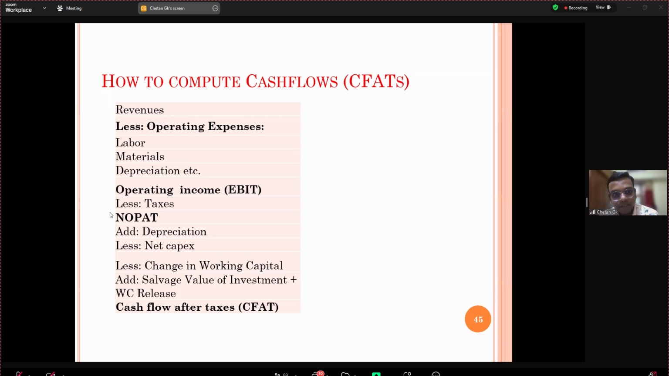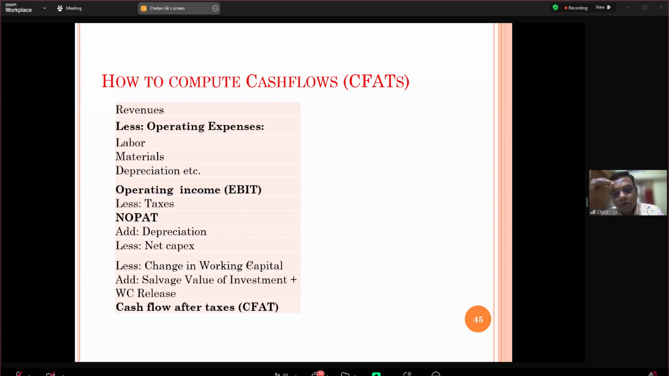Okay, less means minus, add means plus. It is as simple as that. See, add depreciation. Why are we adding this? Because we are not paying for it, so we are counting it as a cash flow. So capex means the cash is going out of the business. So less. That is the reason we are doing less capex.